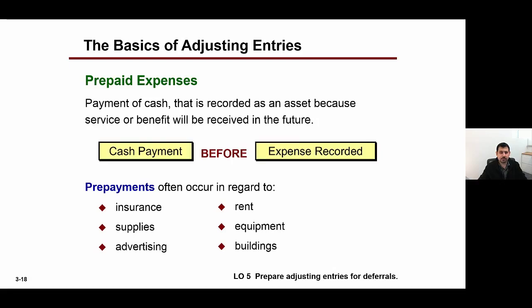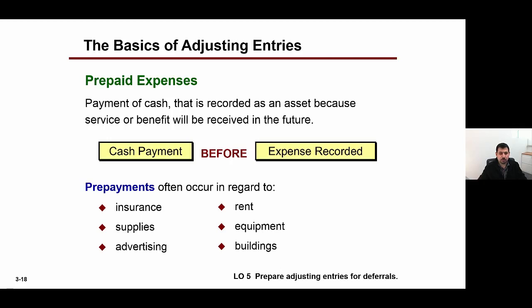So prepaid expenses, we talked about in the previous lesson prepaid insurance expense. In this case, we pay the cash first, so we record it as an asset first, and then we start expensing this prepaid expense at the end of each accounting period. So this is basically an asset that we will be using in the future to generate revenues.